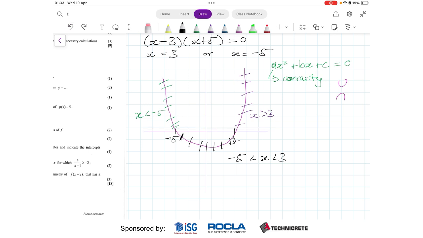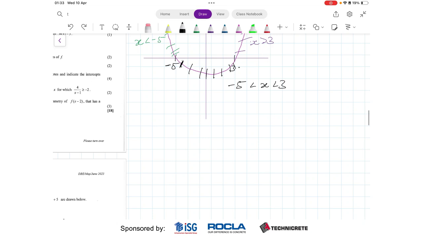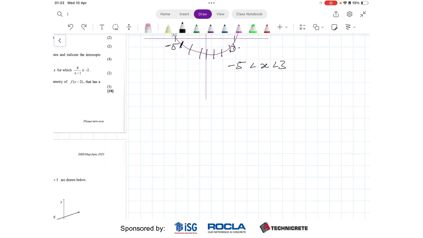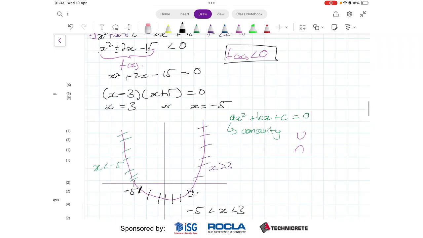So then what does this tell us? This tells us that the only interval, or the only inequality that satisfies the condition that f at x is less than 0, is when minus 5 < x < 3, when x is between minus 5 and 3. I hope that was clear.